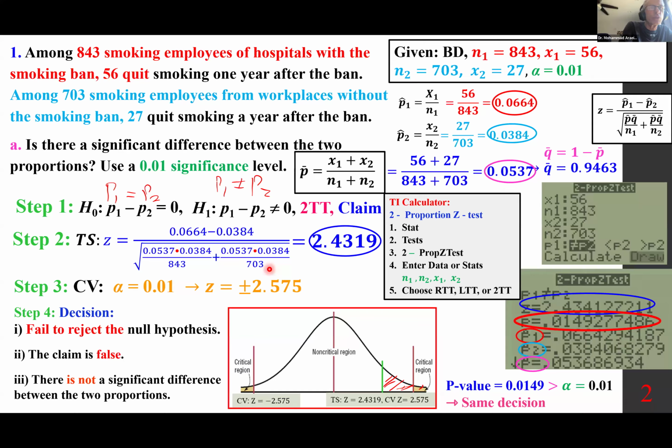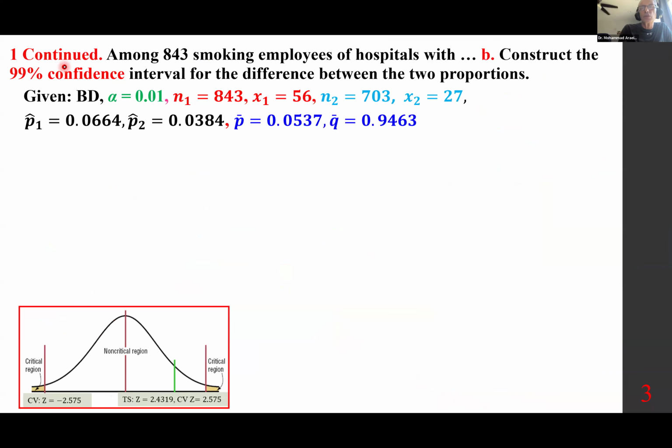Now, let's look at the same question, and we are going to construct a 99% confidence interval for the difference between the two proportions. And this is all the information we have from the previous page, some of them are given, some of them are calculated. Please understand that alpha of 0.01 for a test of hypothesis, two-tailed test, corresponds to a 99% confidence interval. So having said that, we are interested in P1 hat minus P2 hat plus or minus E.